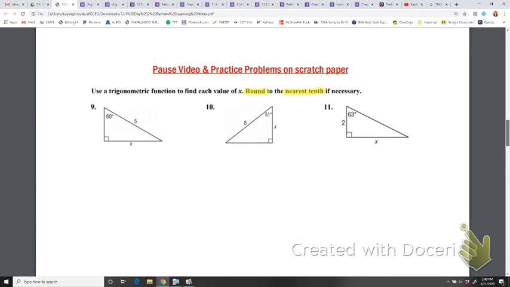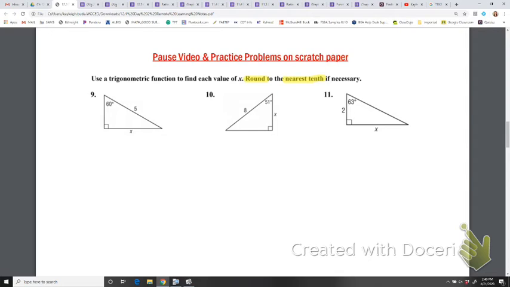All right, here are some practice problems before you get to the homework. The homework will count as credit points for your homework grade. But pause the video and practice these problems on scratch paper, rounding to the nearest tenth. And then unpause for the answers.